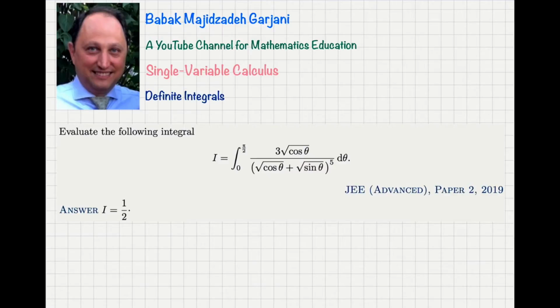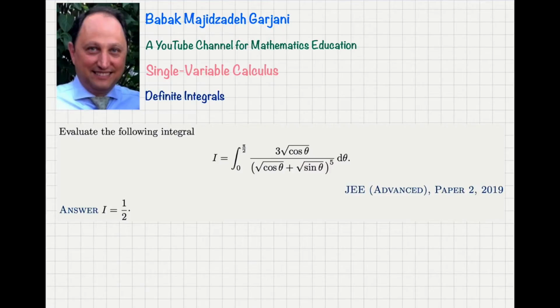Let me read the problem for you first. Evaluate the following integral. We have this definite integral that you see here. We are supposed to calculate the value of this integral. This problem is chosen from JEE Advanced Paper 2 2019.